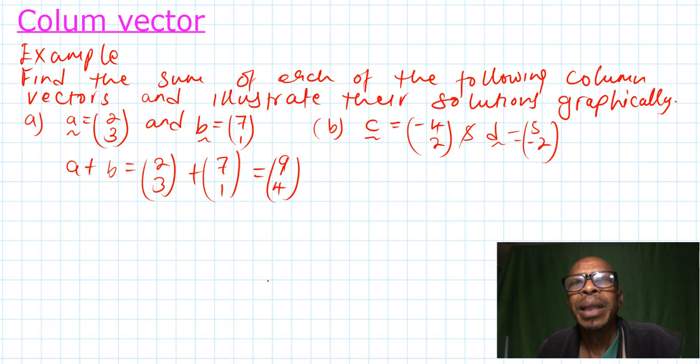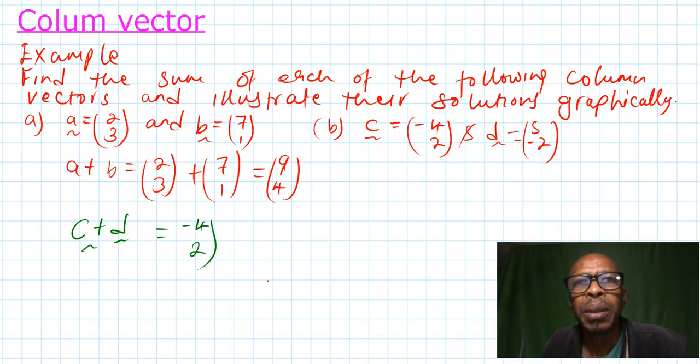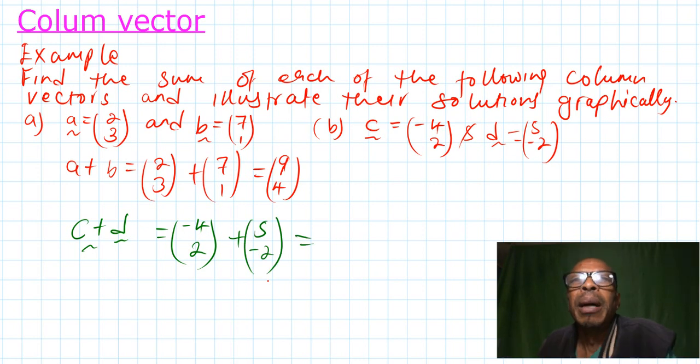The other one, we are told, we add C plus D. So C plus D is equal to (-4, 2) plus (5, -2). So that will give us what? Minus 4 plus 5 will give us 1. 2 plus minus 2 gives us 0.